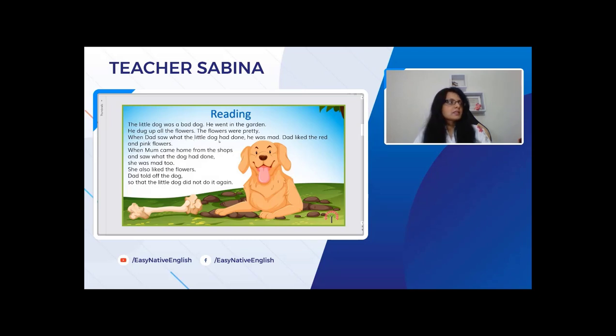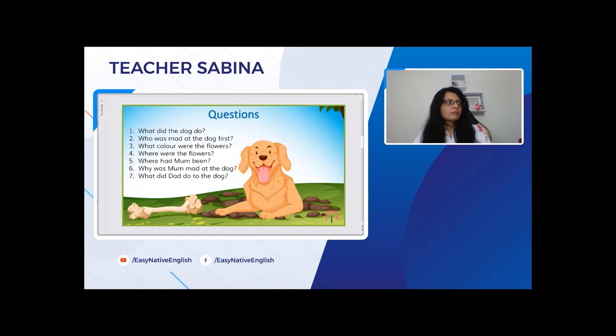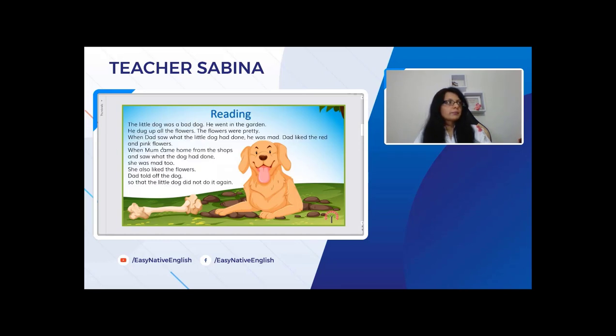So let's go back to the second sentence. Who was mad at the dog first? So who was the first person to be mad at the dog? We know there were two people. We know there was Mum and there was Dad. But which one was mad at the dog first? If we go back, we know that Mum came home from the shops, so that can't be her.